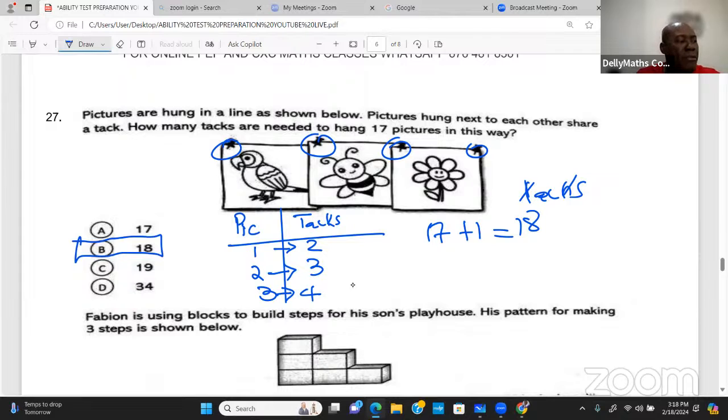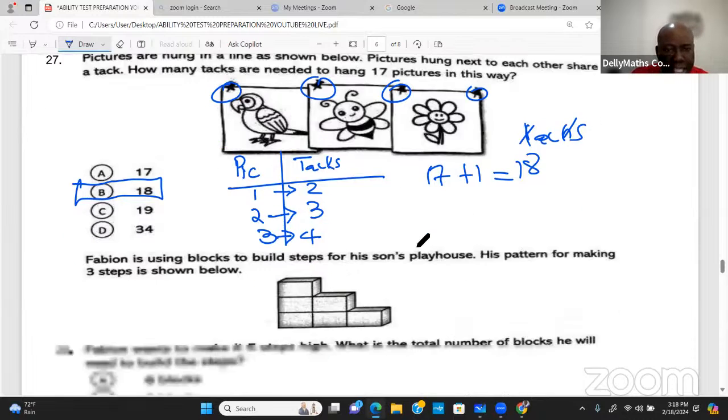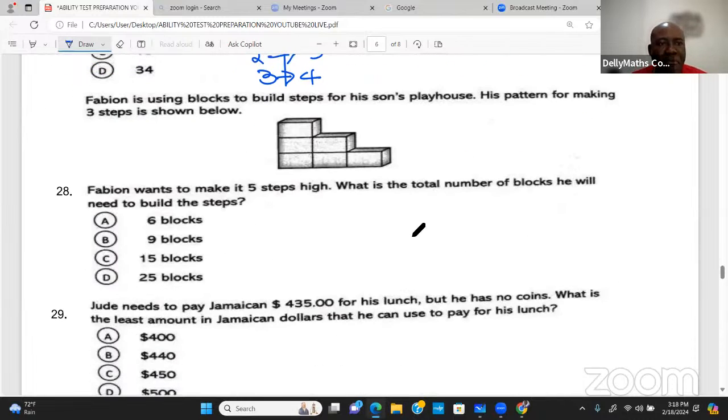So as I said to you, you have to be very open-minded. You have to be thinking. You have to be a thinker, okay? You want to be thinking a lot about the questions as they come. So definitely for that one, the answer is B, right? The answer is B. Let's go for Fabian's step.